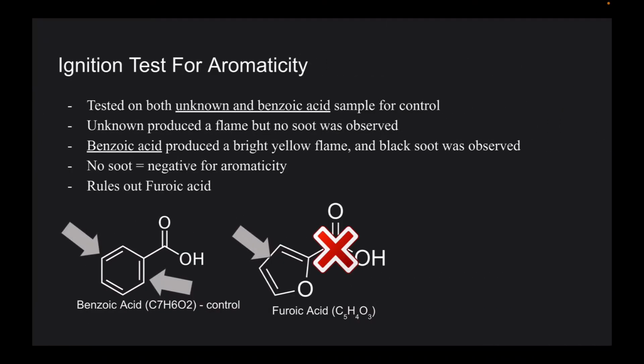So after that, I performed the ignition test for aromaticity. I tested this on both my unknown and also a benzoic acid sample, which is a known aromatic compound for control. My unknown produced a flame, but no soot was observed. However, in the case of benzoic acid, I produced a bright yellow flame and black soot was observed. So from this, it was concluded that because I had no soot, this test was negative for aromaticity. So this rules out ferulic acid, which has an aromatic ring right here.